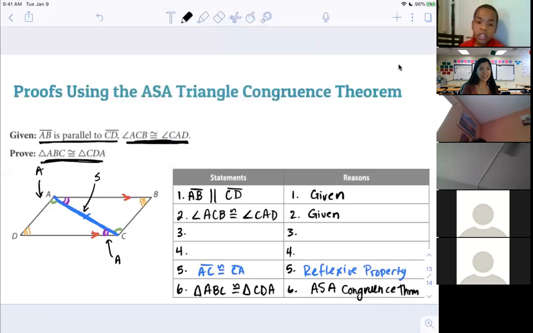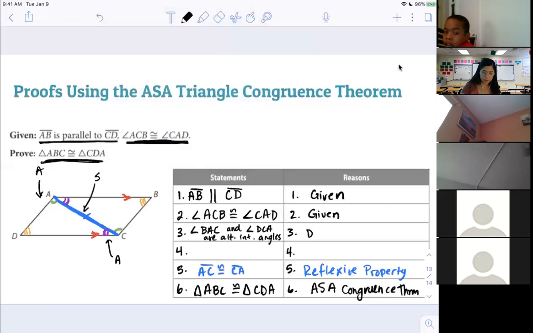Jalen's on the right track. Alternate exterior. Alternate interior. Okay, the two purple angles. So I have angle BAC and angle DCA. We're almost done. So BAC and DCA are alternate interior angles. Believe it or not, this is because of the definition of alternate interior angles.